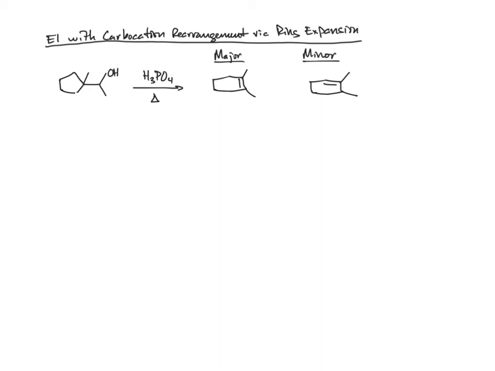So here's another example of an E1 reaction with a carbocation rearrangement via ring expansion. So overall, we would classify this process that's happening as we're taking an alcohol, we're doing a dehydration because we're losing the elements of H2O and we're forming an alkene. So alcohol to alkene via dehydration. So we're starting with this alcohol here. We can see it's a secondary alcohol. We're treating with phosphoric acid and heat. So it's doing an elimination to form an alkene. We get a major and a minor product. Let's go ahead and name the products.